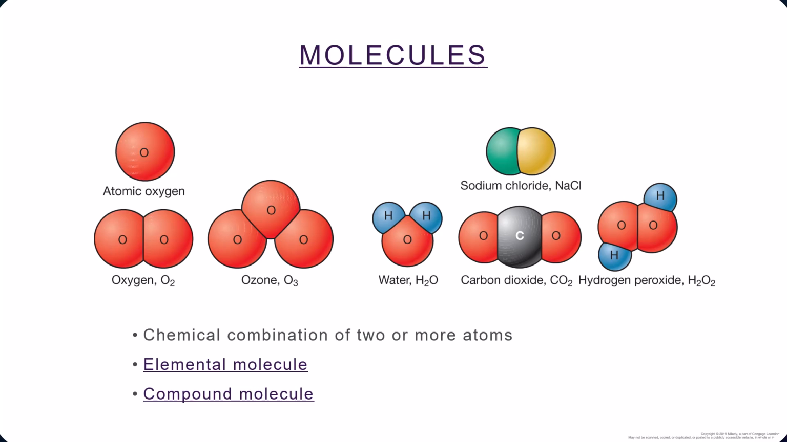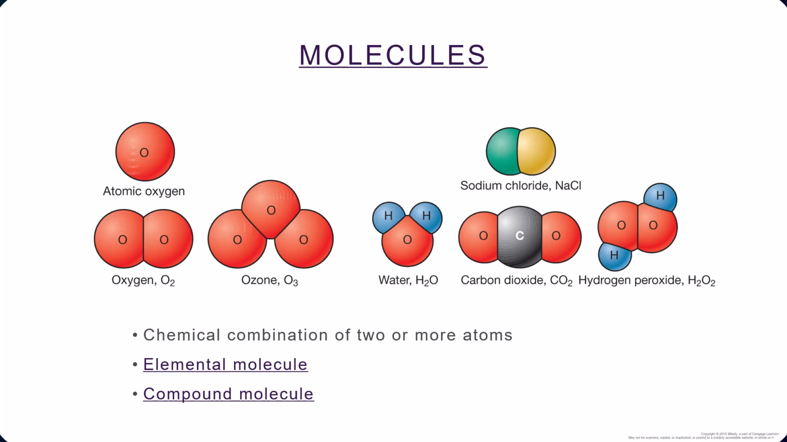An elemental molecule is a chemical combination of atoms of the same element in fixed proportions. So the oxygen that we breathe is an elemental molecule of O2, and the ozone in the atmosphere is an elemental molecule of O3. The oxygen that we breathe and the ozone are only made up of oxygen, but it's the number of atoms that they have which makes them different.